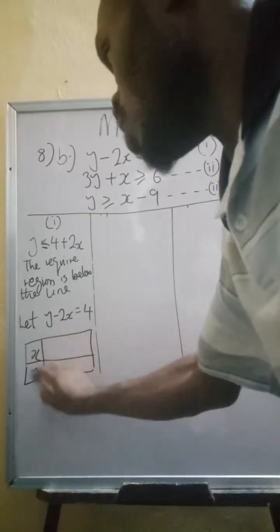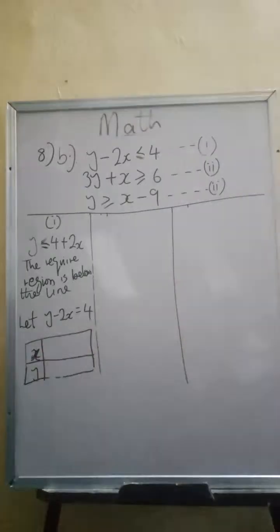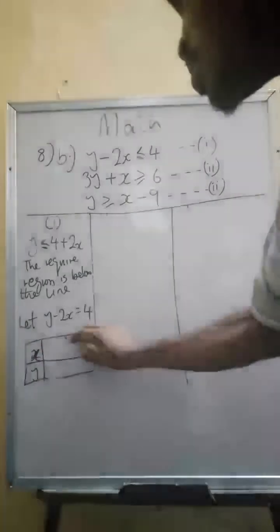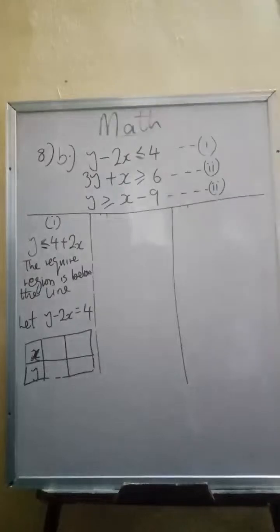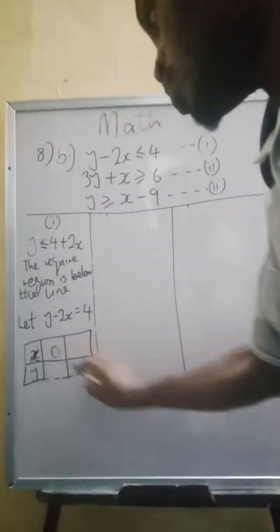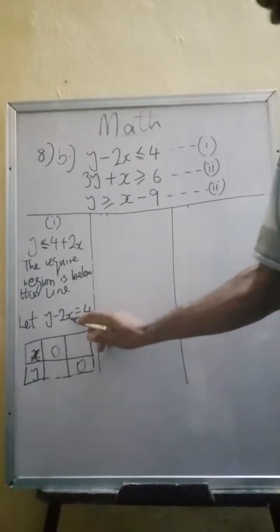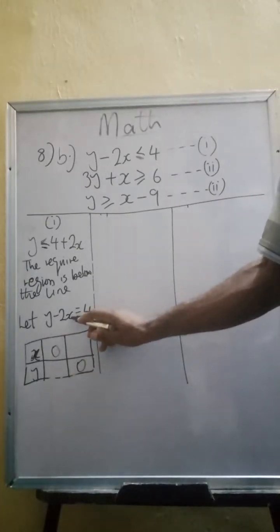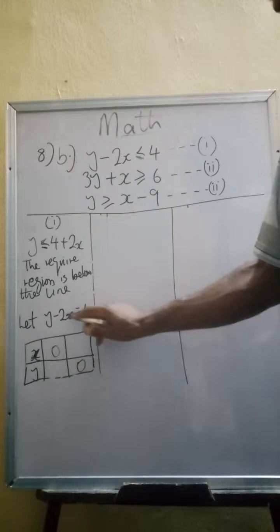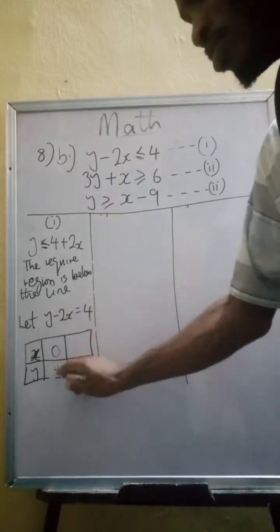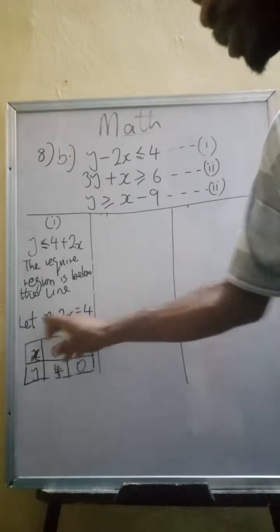Your x and y. And in the table, let's start with 2 points. Now take x to be 0 and y 0. Now if x is 0, impute 0 here, and what becomes of y? 2 times 0 is 0, right? So you're going to have 4 left. That's y is equals 4.